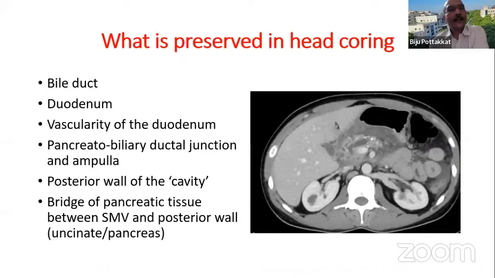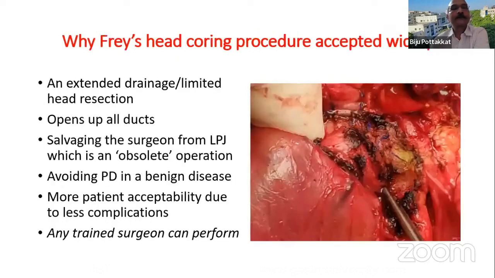What is preserved in head coring is the bile duct, duodenum, vascularity to the duodenum, pancreatobiliary ductal junction, ampulla, posterior wall of the cavity, and bridge of the pancreatic tissue between SMA and posterior wall. This is what we can preserve. Remaining we can remove.